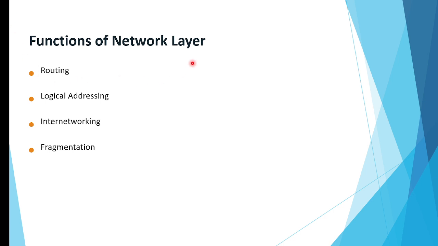Functions of network layers are routing, logical addressing, internetworking, and fragmentation. Routing determines the best path for the data packets to travel from the source to destination.